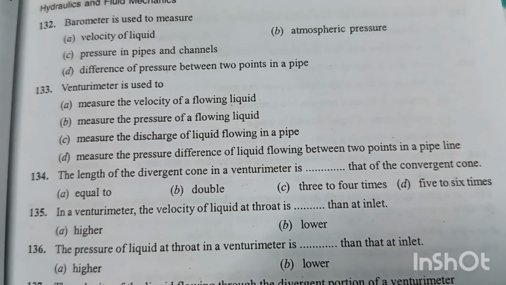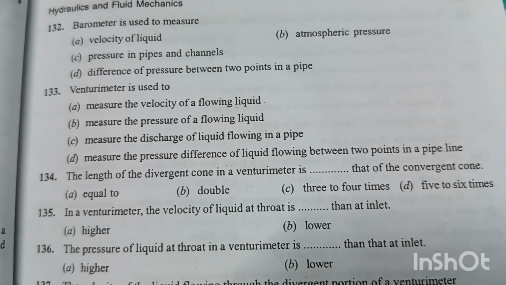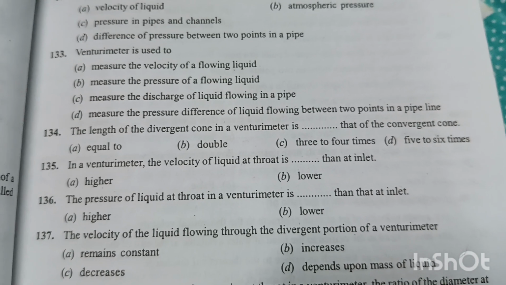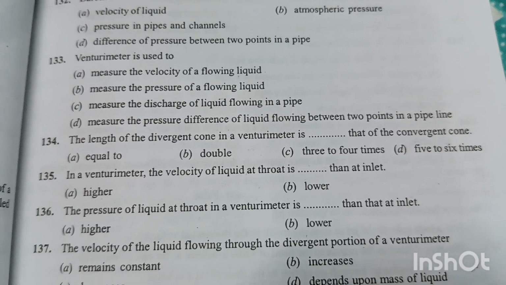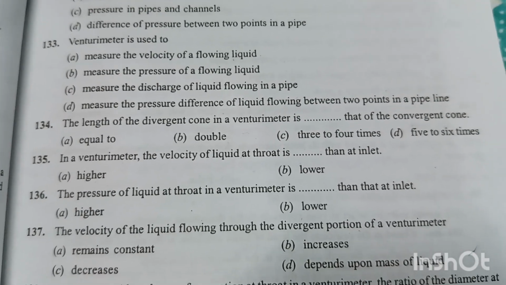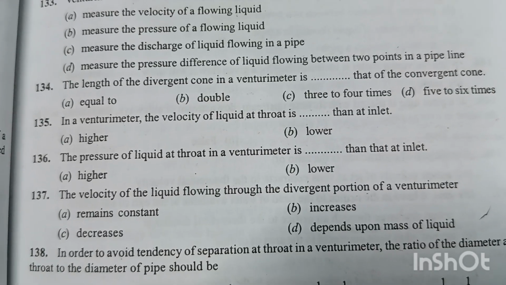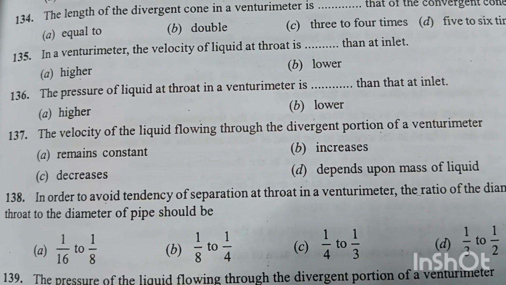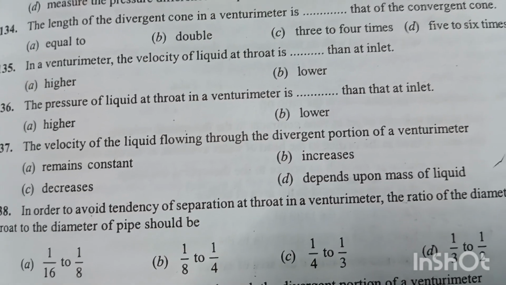Let me show you what is divergent cone and what is convergent cone in case of venturimeter. So option C is right answer. The length of the divergent cone in a venturimeter is 3 to 4 times that of the convergent cone. Question number 135. In a venturimeter, the velocity of the liquid at the throat is higher than at inlet. Option A is right answer. Question number 136. The pressure of liquid at throat in a venturimeter is lower than that at inlet. Option B is right answer.